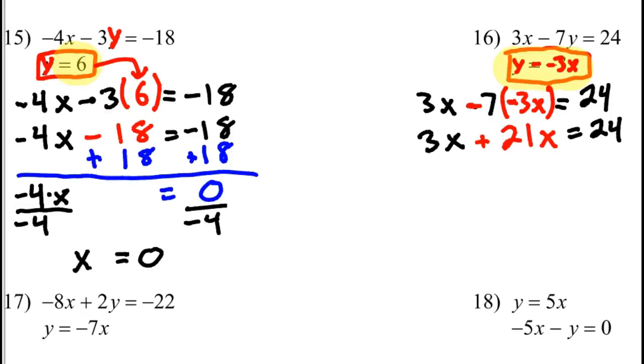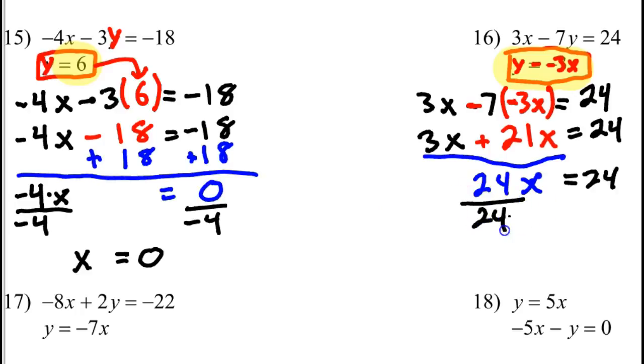Now, on the other side, it's a little different. You can see that since we have two variables, instead of adding or subtracting 3x or subtracting 21x, we actually just combine them together. Add or subtract them together on the same side. So a little different. And then we don't have to add or subtract on both sides. You just go straight to dividing. So x equals 1.